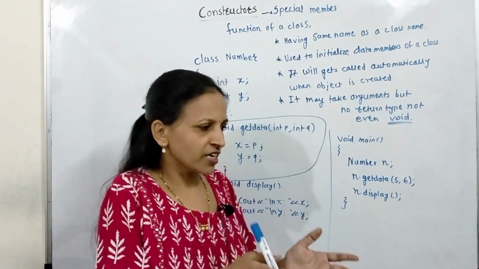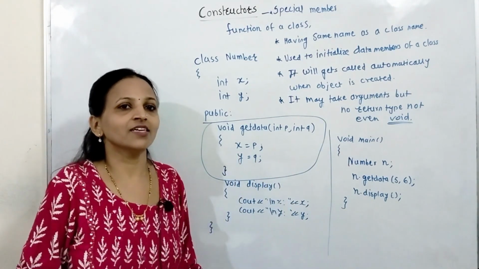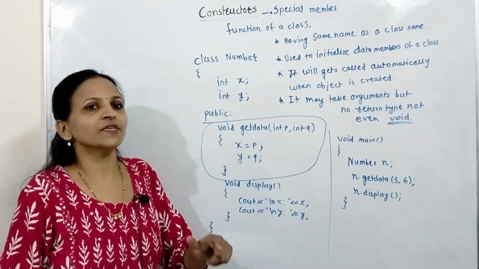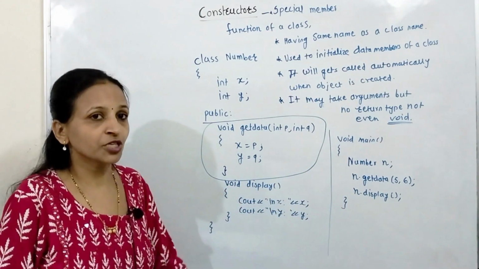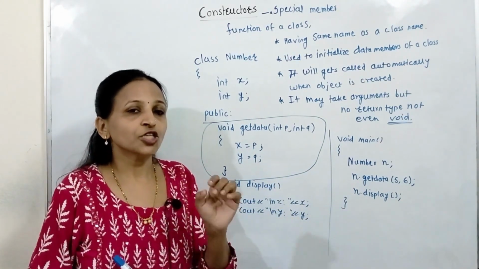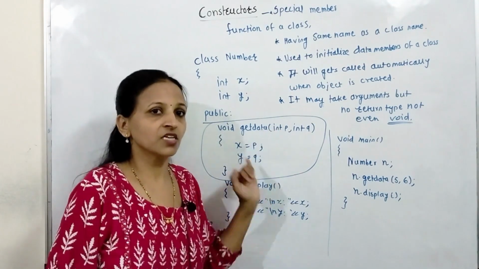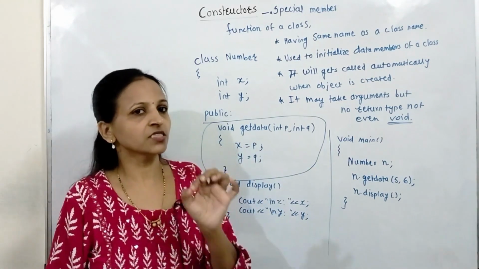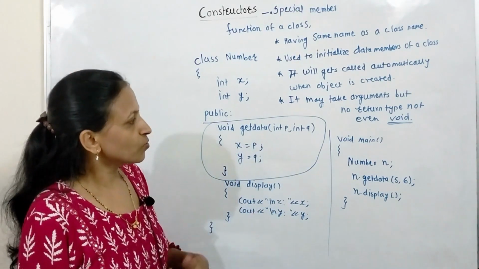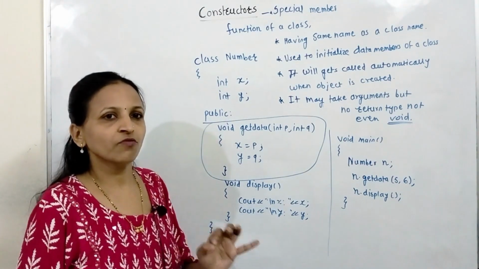Whenever we create an object of that class, the constructor will get called automatically. No need to call it explicitly like this using object dot. And one more point: the constructor should be written inside the public section. We have to write the constructor inside a public section. It is compulsory.